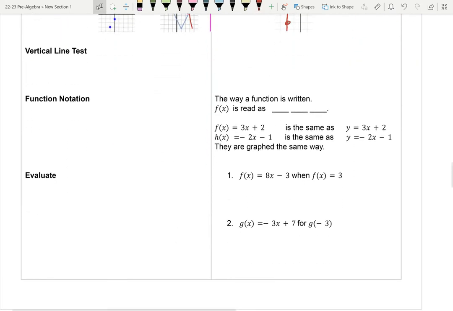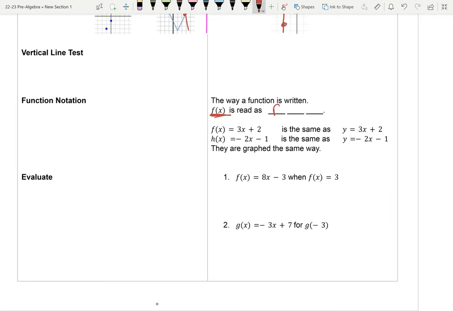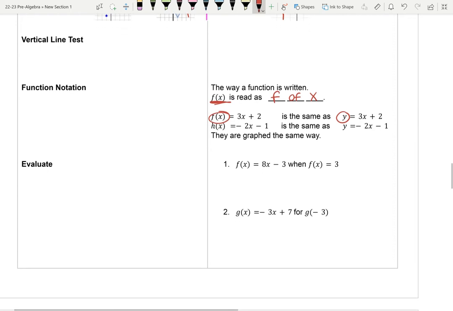Function notation is kind of a fancy way of saying y. So this right here, we read this as f of x. And it's kind of the same thing as if this was a y. So this would be y equals 3x plus 2, f of x equals 3x plus 2. It's the same exact thing.